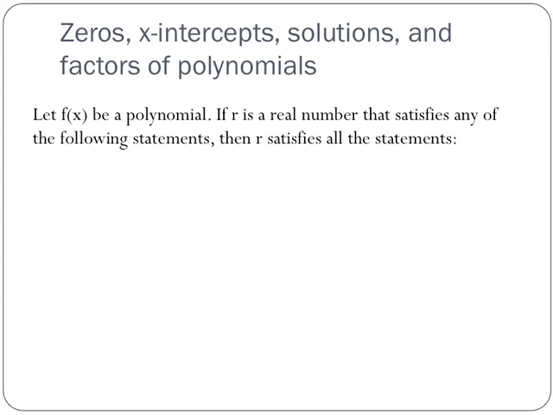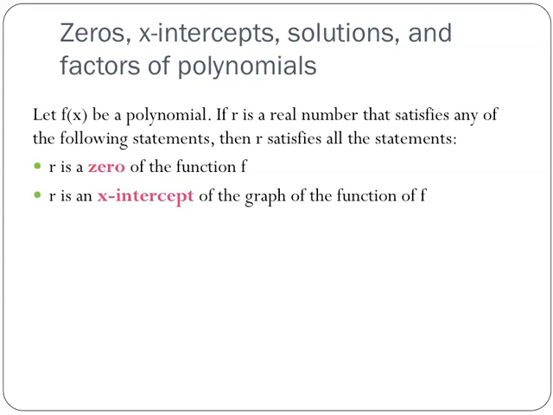So first, we say that r is a zero of the function f. That means that when you plug in the value of r, it gives you 0 for your y value, for your function. So we would say r is a 0. Another way to think about that is to say that r is an x-intercept of the graph of the function f. So this is where it crosses the x-axis, because where it crosses the x-axis is exactly where your y value, your function f, is equal to 0.